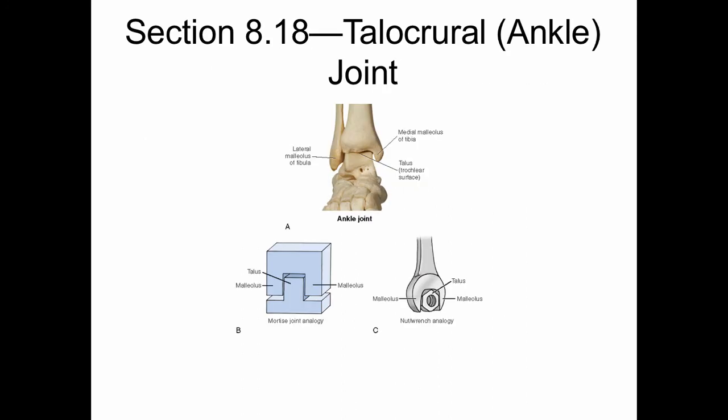The talocrural joint is located between the dome shape of the talus and the rectangular cavity formed by the distal tibia and fibula. The image of a wrench gripping a nut approximates the structure of the ankle joint. If comparing the ankle to a wrench gripping a nut, the malleoli of the tibia and fibula would be the jaws of the wrench and the talus would be the nut.